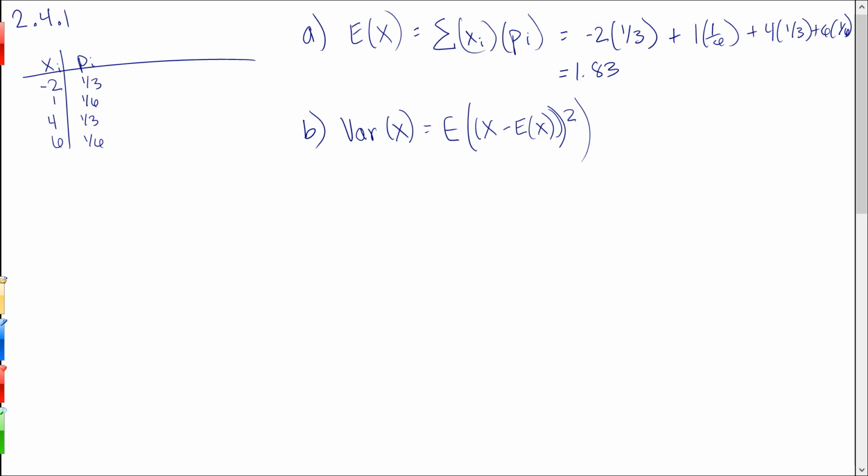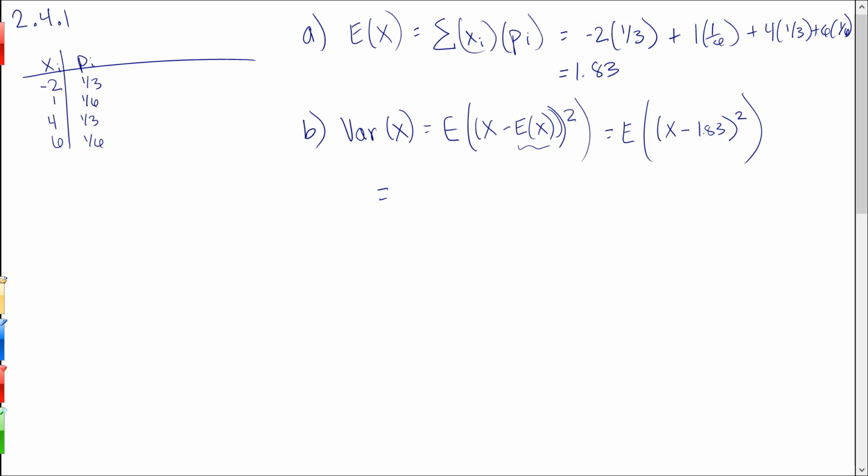Okay, so this formula looks very nasty. It's not usually the one I'm ever going to use when I do it by hand, but I'll show you what it means. It says the expected value of, you're going to take each x value minus the expected value, square it, and then take the expected value of that. We know the expected value from part A, so it's the expected value of each x value minus 1.83 squared.